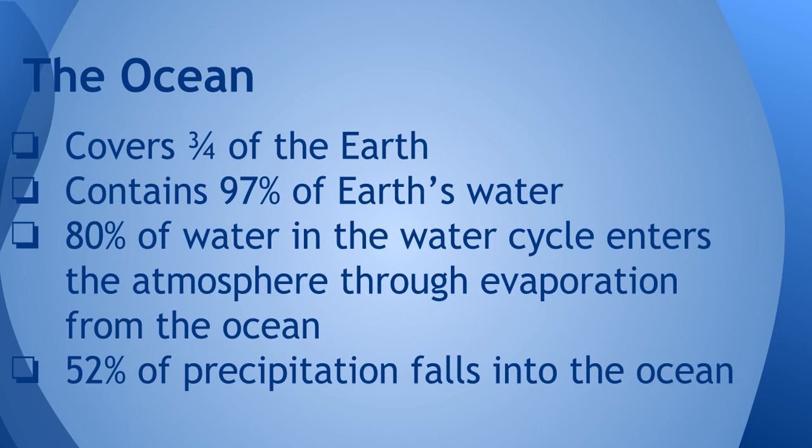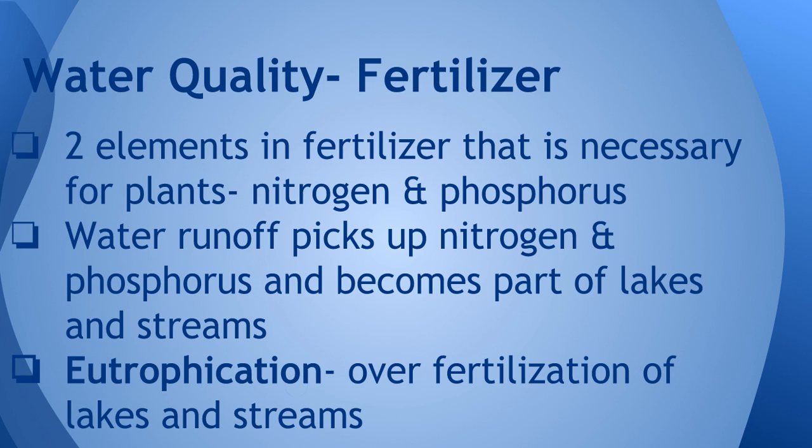The ocean covers 3/4 of the earth. It contains 97% of the earth's water, and 80% of the water in the water cycle enters the atmosphere through evaporation from the ocean, and 52% of all precipitation falls into the ocean. Without the ocean, our water cycle would not work.